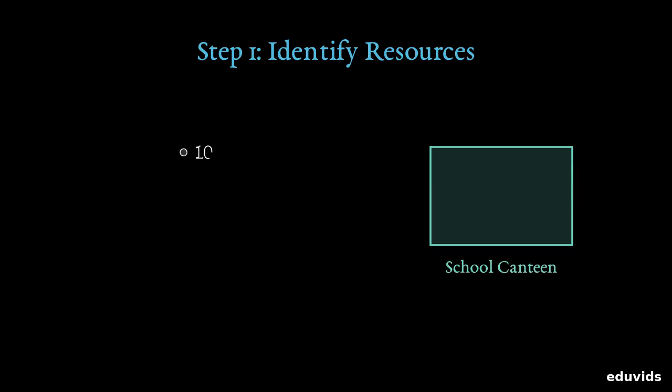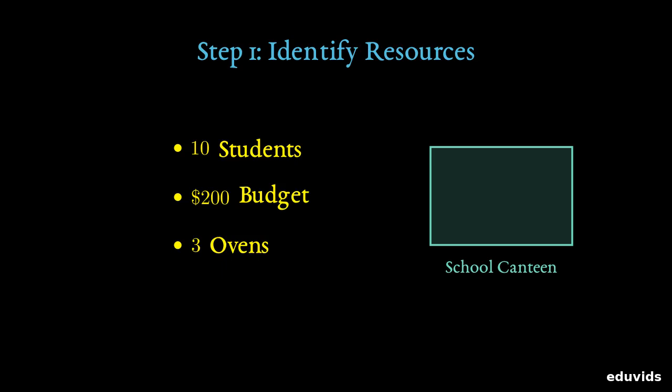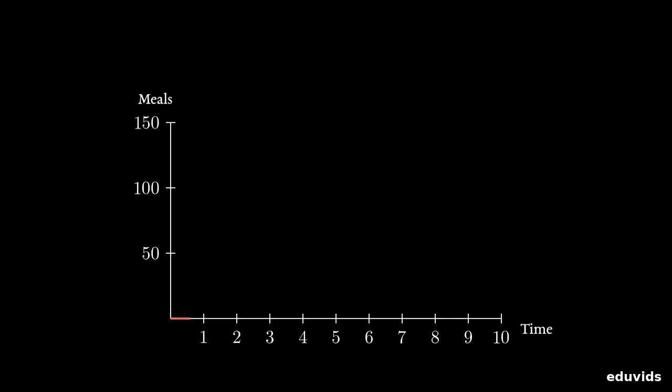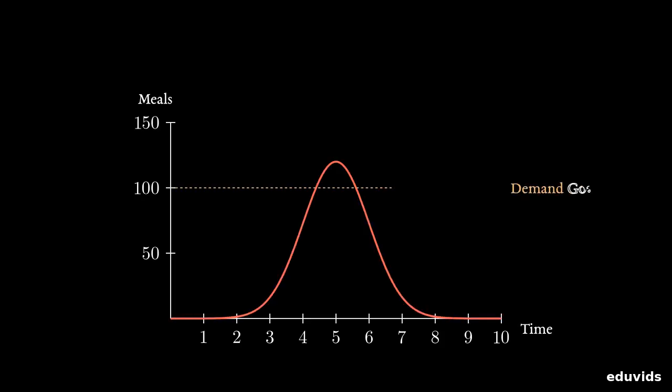Let us look at a school canteen project. You have 10 students to help, $200 for supplies, and 3 ovens. First, you identify your resources. You list your students, your money, and your ovens. Second, you estimate demand. You calculate how many meals you need to serve. If you expect 100 students to buy lunch, you know exactly how many ingredients to buy.